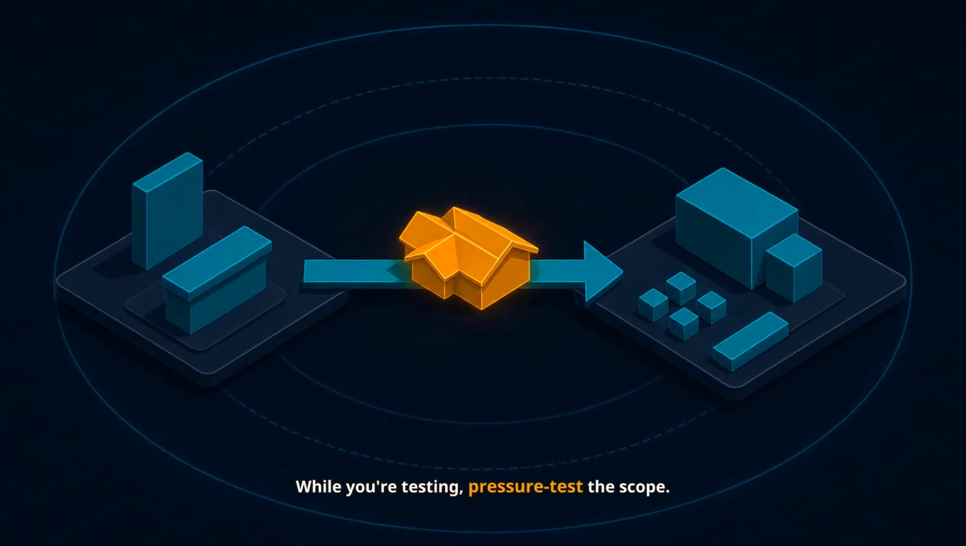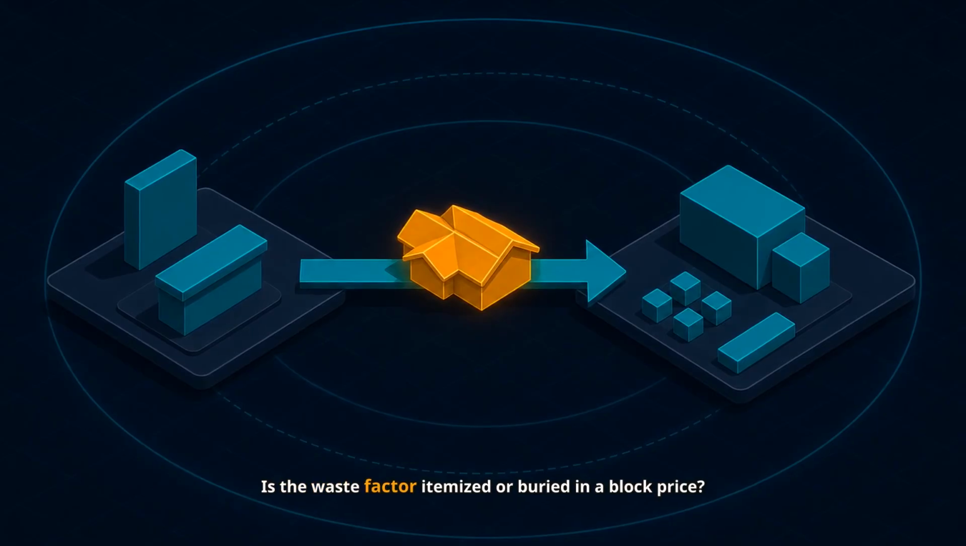While you're testing, pressure test the scope. Is the waste factor itemized or buried in a block price? Waste factor is the extra material a roof eats over its flat area. The trade norm runs roughly 10% for a simple gable and 15 or more for cut-up roofs, shown as a line item, not a lowball.